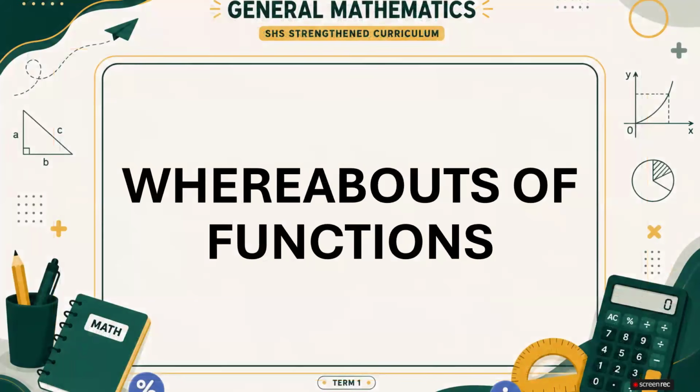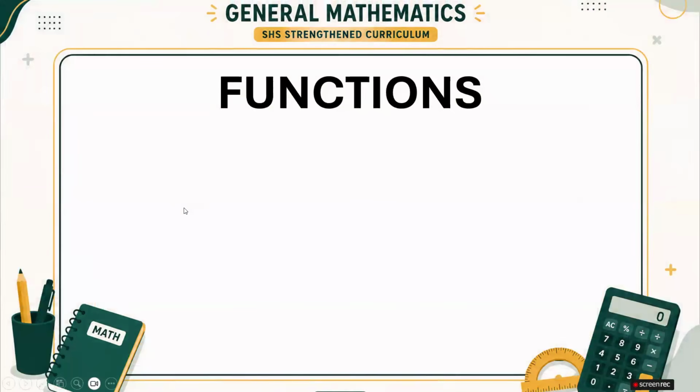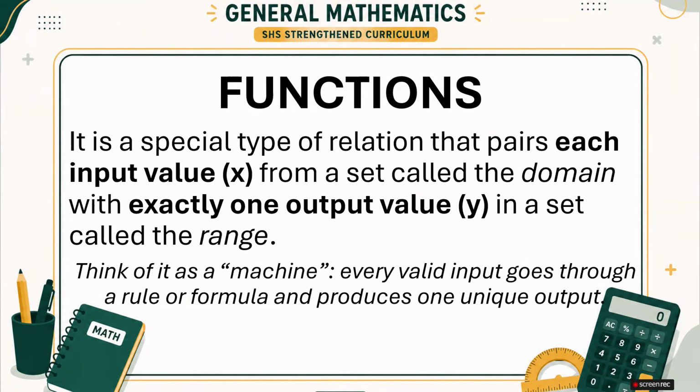Before we study the different types of functions, we need to first understand what a function is. Let us begin with this basic idea. A function is a relation wherein each input has exactly one output. Think of a function like a machine. You put in a number, then the machine follows a certain rule, and then it gives you an answer.